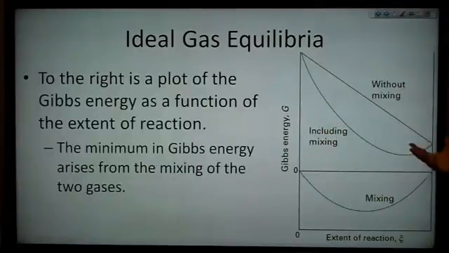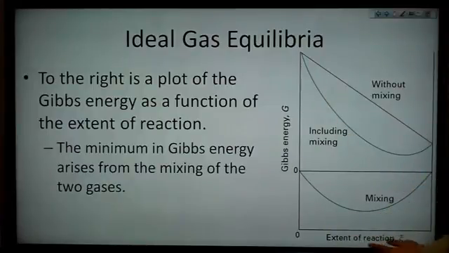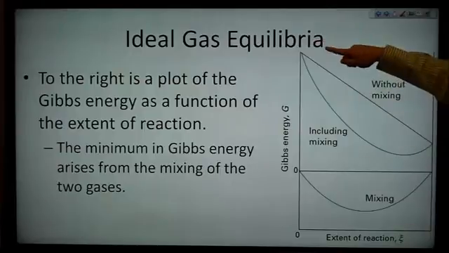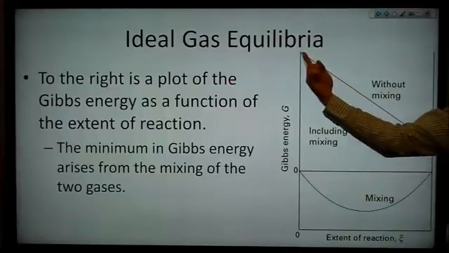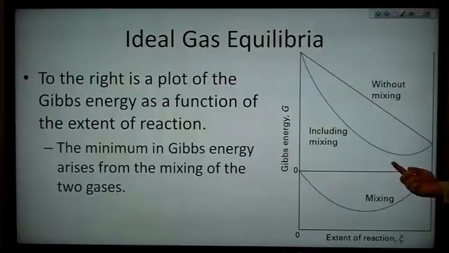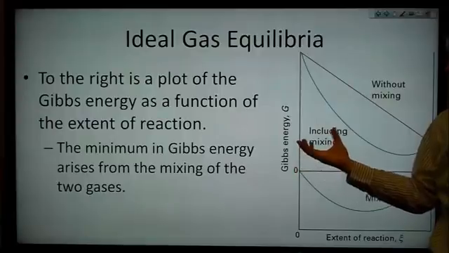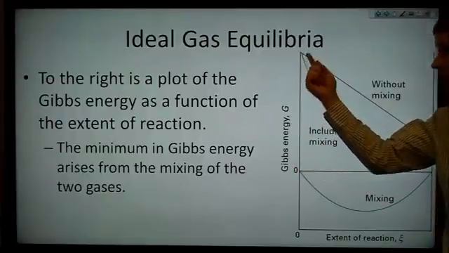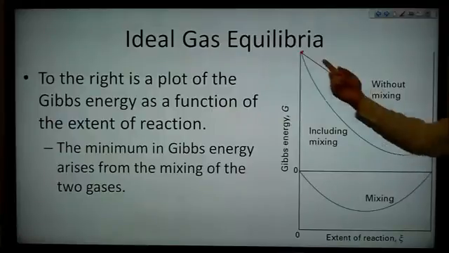Over here, to the right, is a plot of our Gibbs energy on the vertical axis as a function of the extent of reaction xi, and that means that we have some mixing, and so we have some minimum in here. Note that as we go from the Gibbs energy of our reactants up here to the Gibbs energy of our products down here, that's without any mixing being taken into account. We have this red curve.